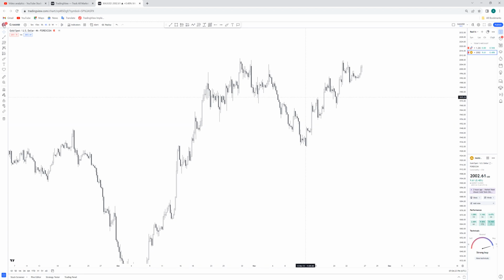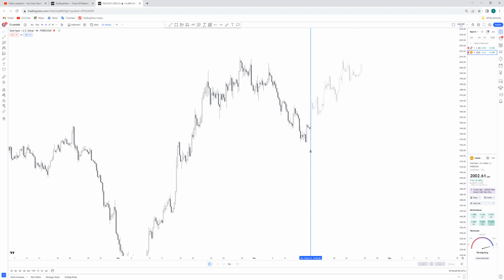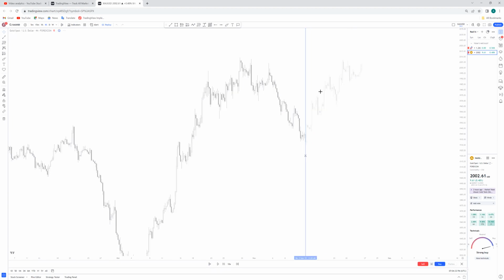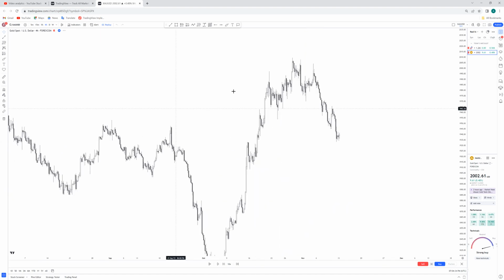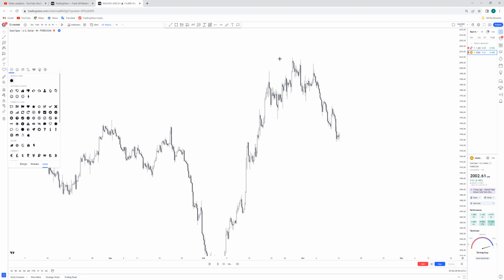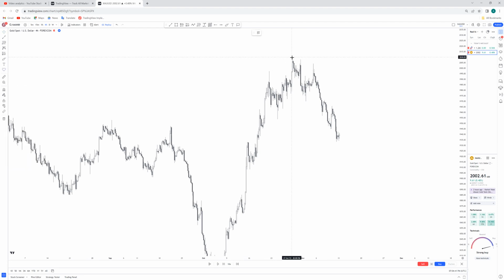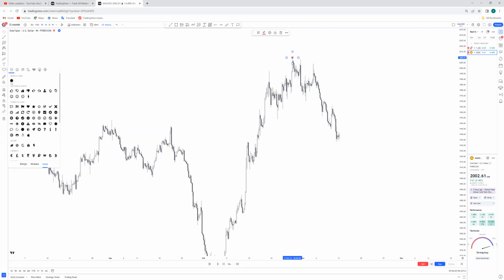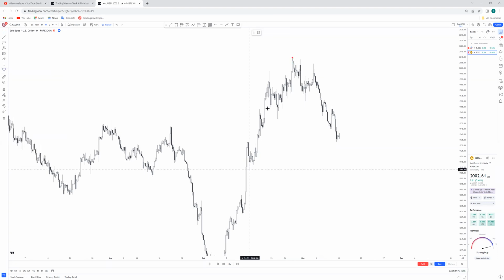So I'll be quoting from here. On higher time frame, we can see we have this high, and we have this low. So we have our range already. So we'll be working with range in this backtesting. We have our range already.